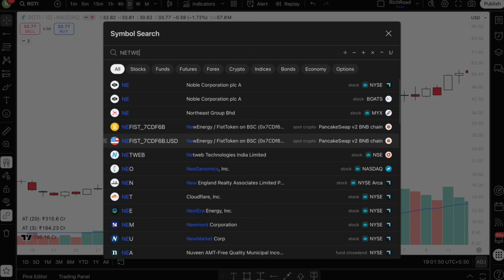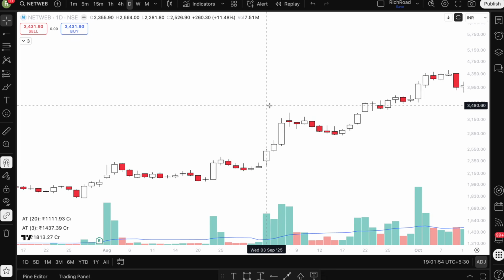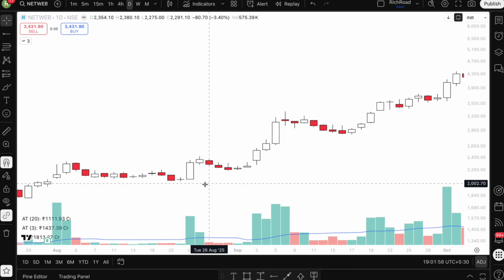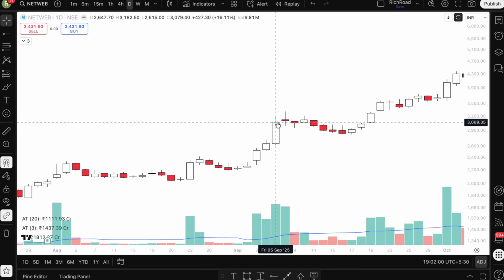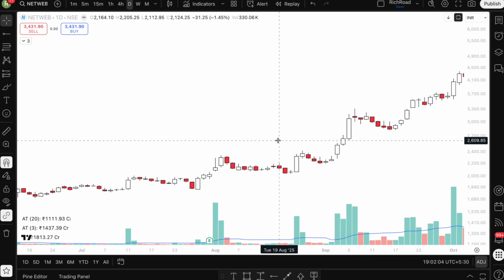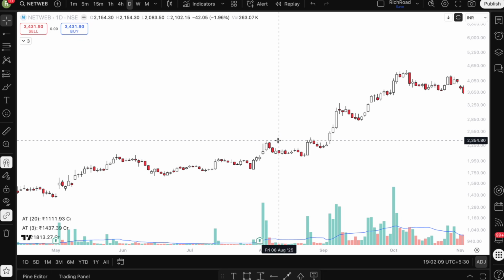Now switch to a stock like this. So see over here. Look at this up move. Look at this expansion. And look at the quality of candles. They will look absolutely smooth to you. Right? This is what a smooth chart will look like to you.